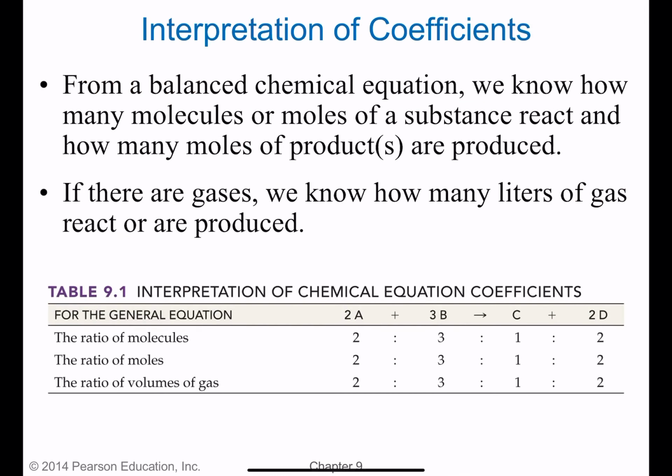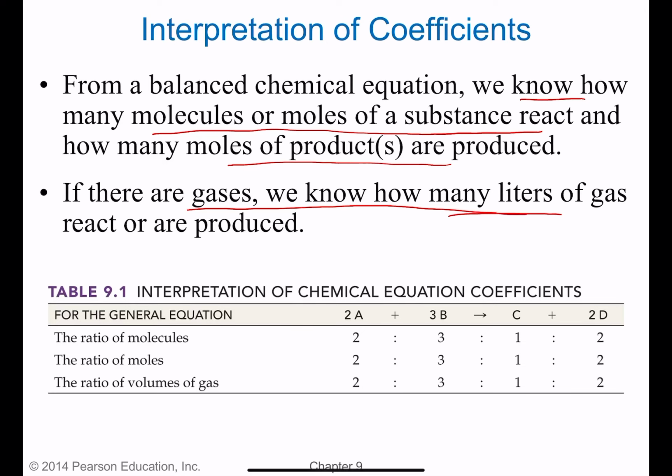So for a balanced chemical equation, we know how many molecules or moles are going to react and how many moles of product are produced. And we can also use it, we're not going to do it in this lecture, but we can also do this in terms of liters. So we can go from liters of one substance to liters of another for gases. But we're just going to stick with moles for right now. Working with liters is like the second half of chapters 8 and 9, which we're going to do separately.